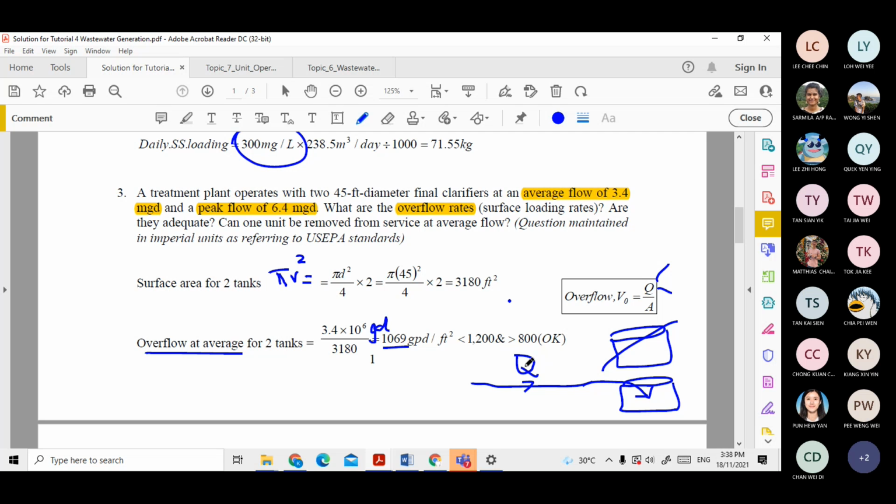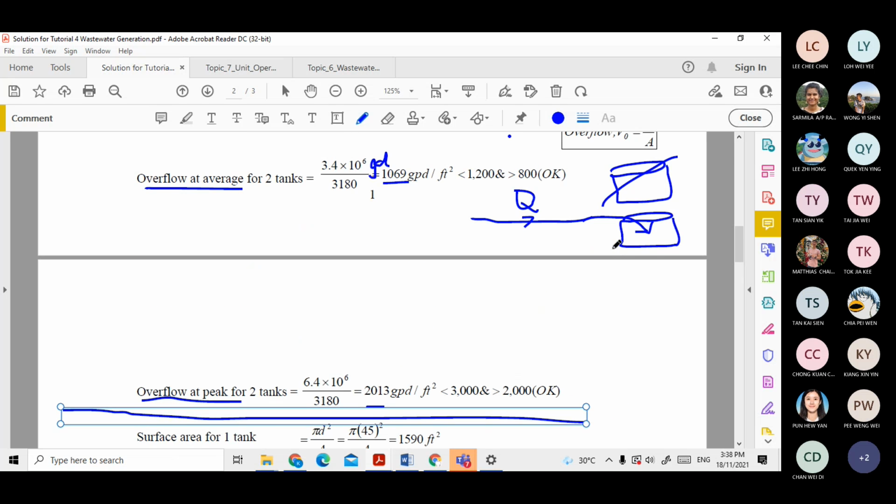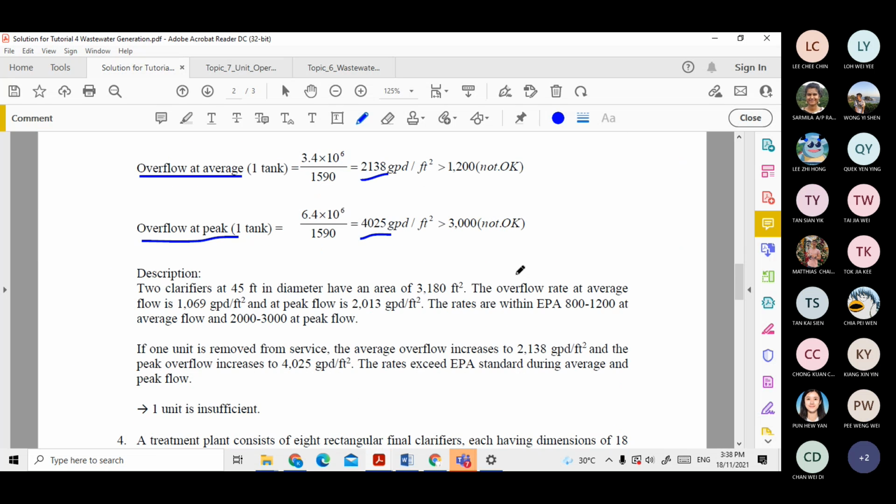So this is how you check whether the design is okay or not. In this case, what you can do is, if you need the two tanks back, or if you stick to one circular tank, then you can increase the size. So this is the explanation here.